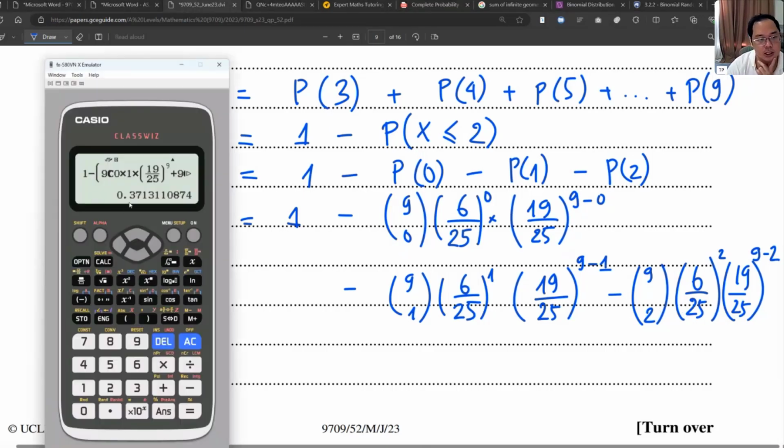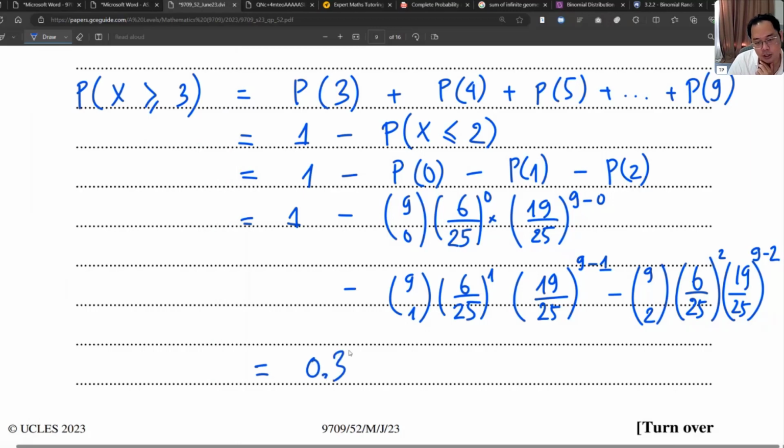Here's the final answer, 0.371. So that is the solution.